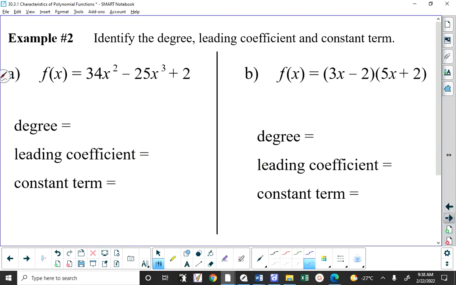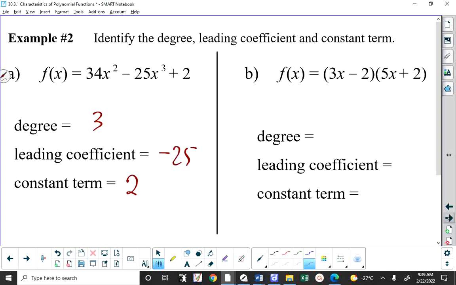Let's take a look at a specific example in your handouts now. Identify the degree, the leading coefficient, and the constant term of this first polynomial function. So I would like you to take in what I've just taught you, and write in what the degree of that polynomial is, what the leading coefficient is, and what the constant term is. So the degree is 3, the leading coefficient is negative 25, and the constant term is 2.